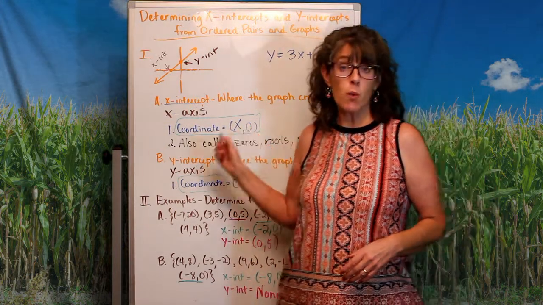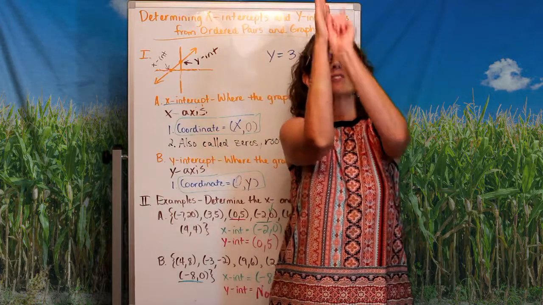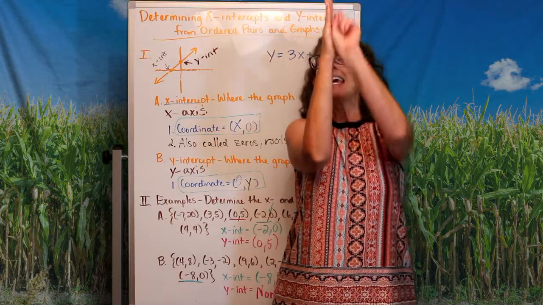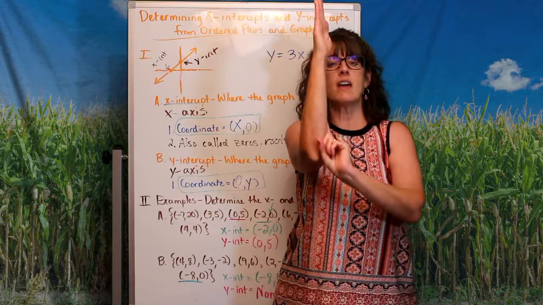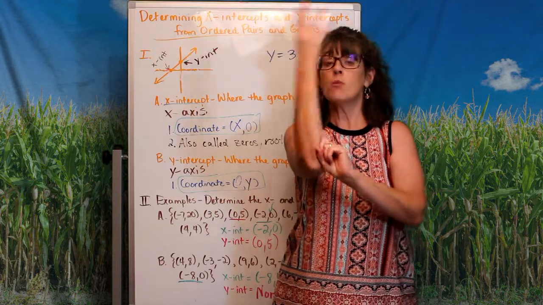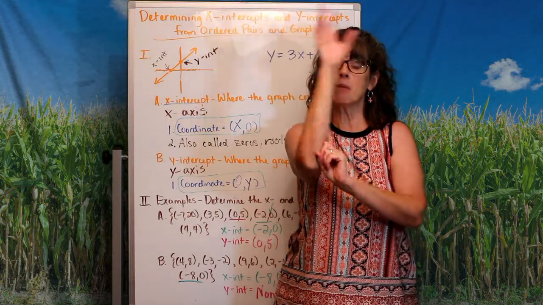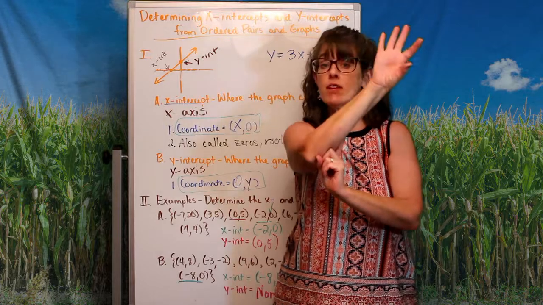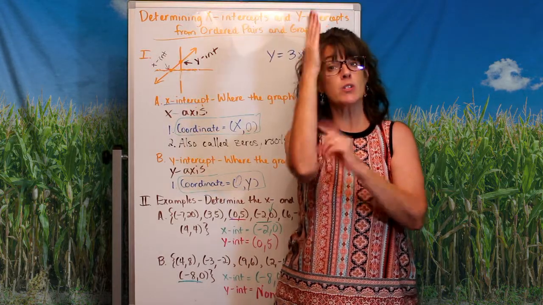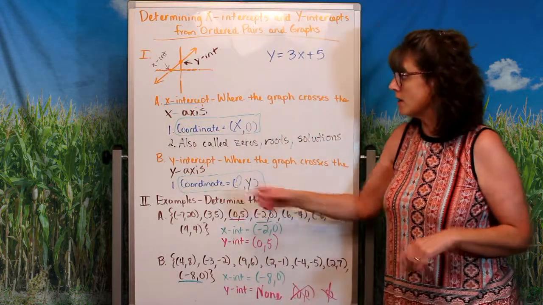Now, when you talk about a y-intercept, that's where the graph crosses this y-axis right here. Any of these points on this axis have no left or right movement. Remember, left or right movement is designated by your x. So if you don't have left or right movement, that means your x-coordinate is going to be 0. And that's what we got right there.